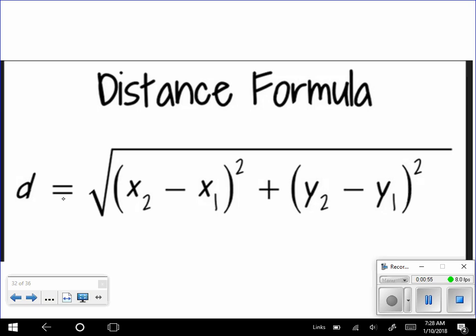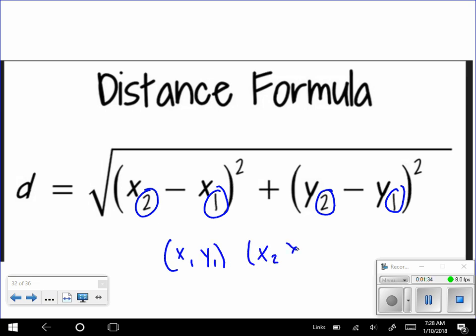D for distance equals the square root, that's why we've been working with square roots, of, okay, and then in parentheses we have x2 minus x1 squared. Now these pieces right here do not mean anything besides telling the difference between this x and this x. And then plus, in parentheses, y2 minus y1 squared. Again, these are just telling us the difference between the two y's. So when we're working with the distance formula, we will have an x1 and a y1, and we will have an x2 and a y2.